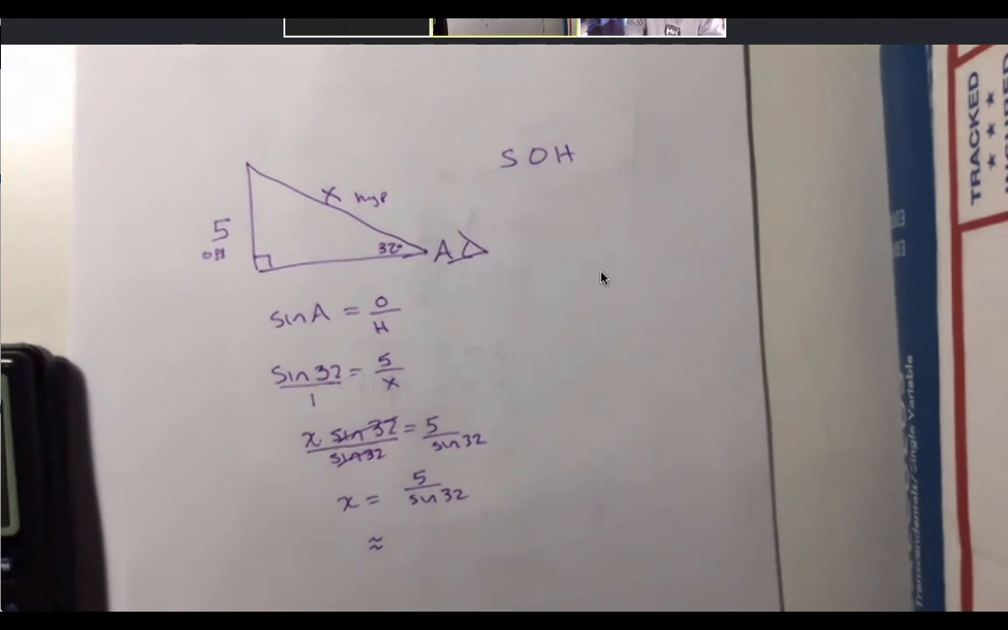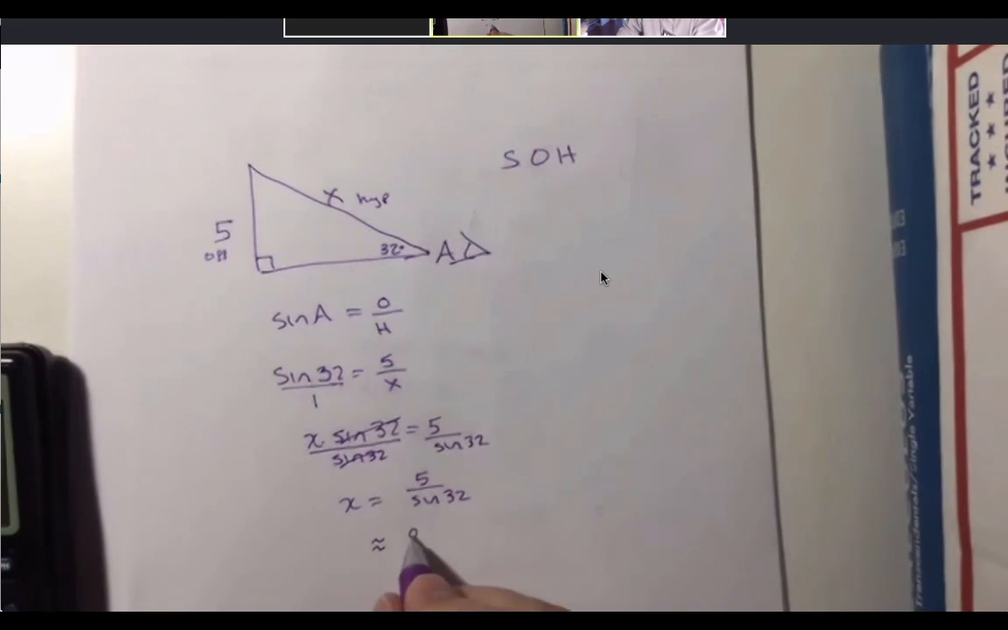That gives me a decimal approximation of 5 divided by sine 32, 9.4353999574. If I want to do it to the nearest hundredth, I'd say it's approximately equal to 9.4. That's more than halfway, so this is going to bump up to 9.44.